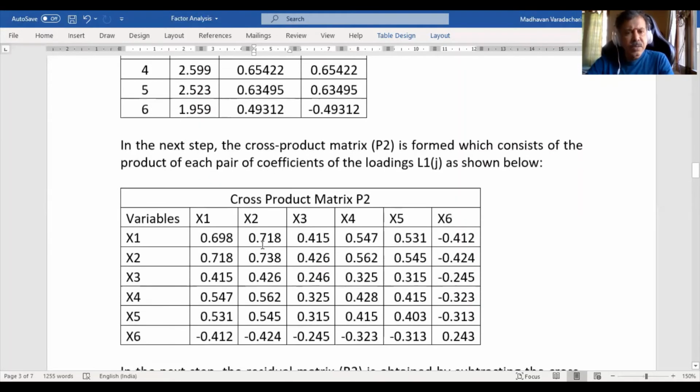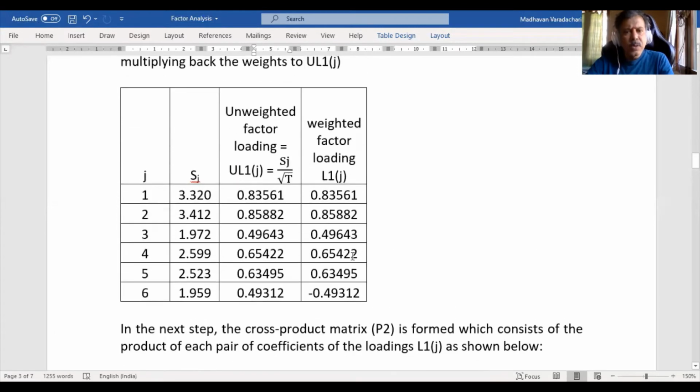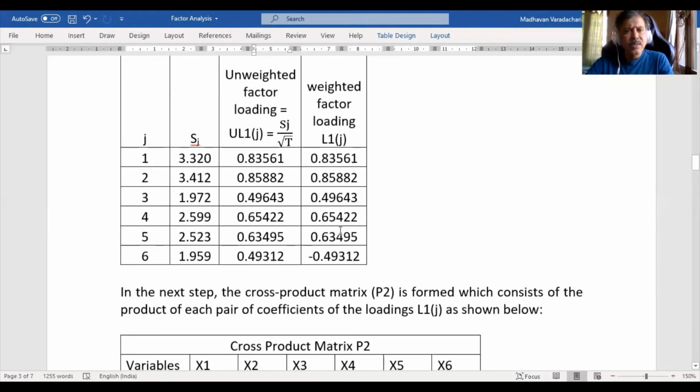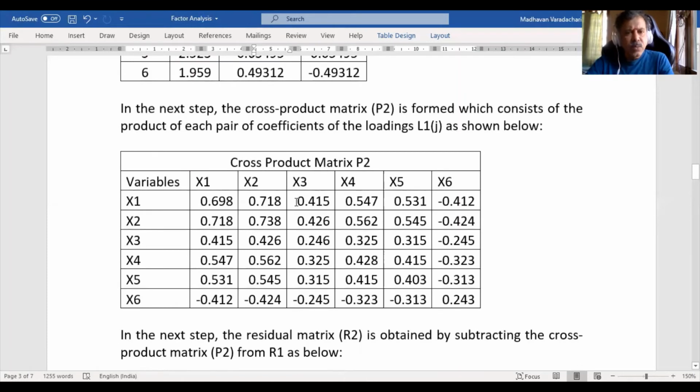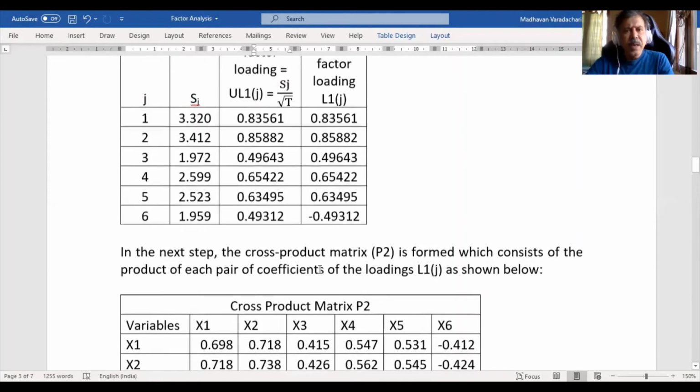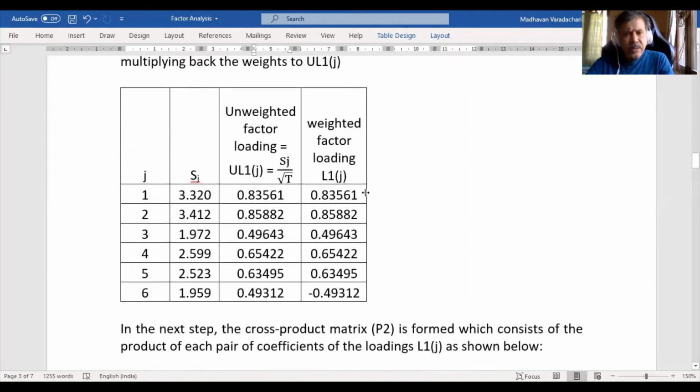When I come across this 1 and 2, what I have to do is multiply this number 0.83561 into the second number. The numbers 1 and 2, these two numbers I have to multiply. That is called the cross product. Then this is what? 1 and 3. That means this 0.83561 multiplied by 0.43643.